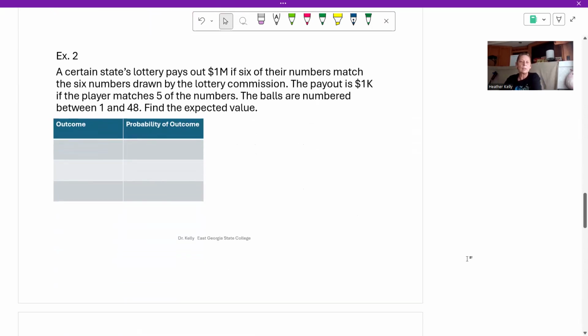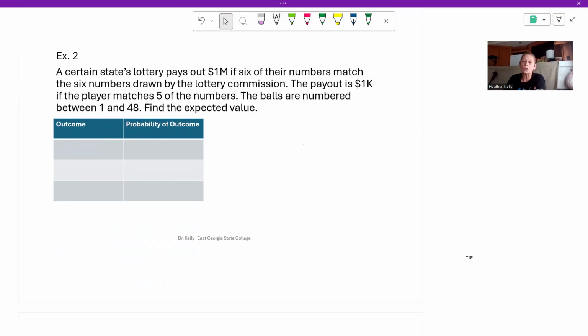Okay, let's take a look at the next example. This kind of goes back to our last lecture, where we did a lot with counting and probability. Remember, it is important to consider that order does not matter when you're drawing the balls for a lottery.